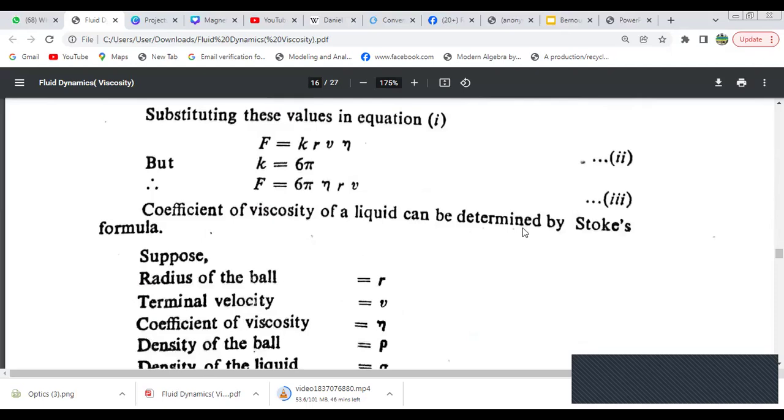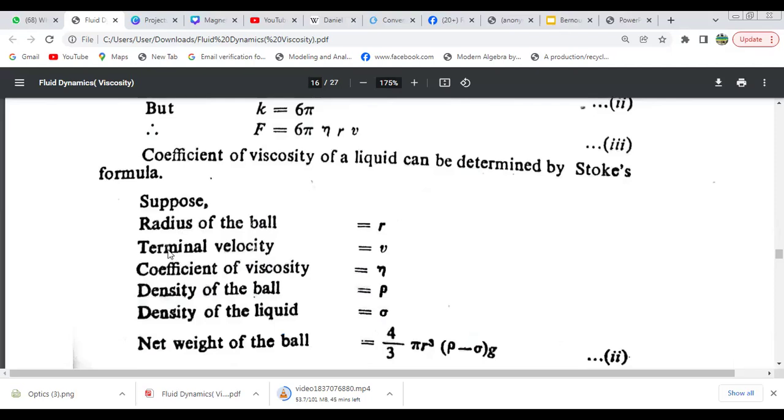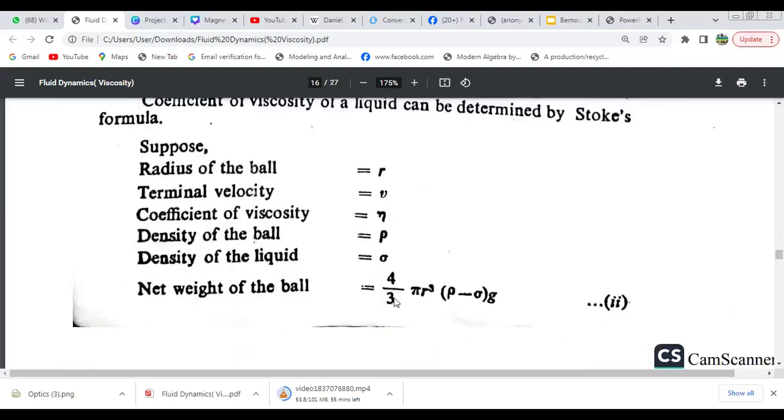Coefficient of viscosity of a liquid can be determined by Stokes formula. Now, suppose the radius of the ball is R, terminal velocity v, coefficient of viscosity eta, density of the ball rho, density of the liquid sigma. Net weight of the ball will be 4 by 3 pi R cube.